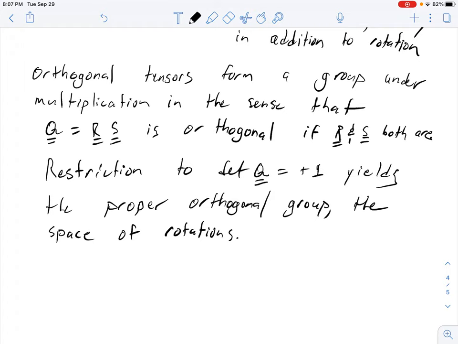An interesting thing about the proper orthogonal group, and in fact the regular orthogonal group as well, is that it's not a vector space. So it's a group. You can multiply them together, but it's not a vector subspace of Lin V. If you add together two orthogonal tensors, you do not get another orthogonal tensor. So in fact, the proper orthogonal group can be identified with the real projective space in three dimensions, or the three sphere if you identify antipodal points of it.